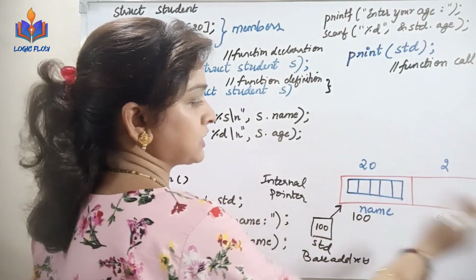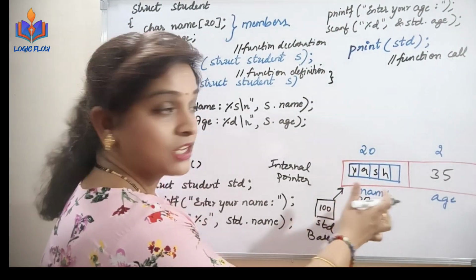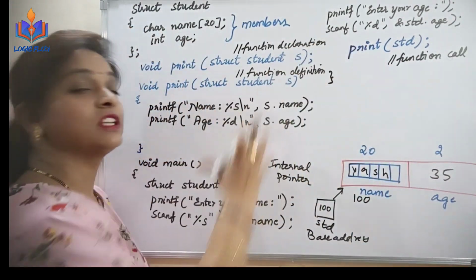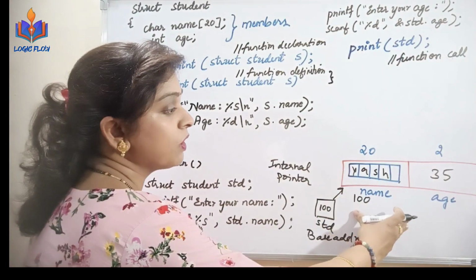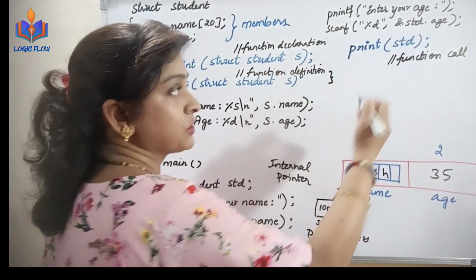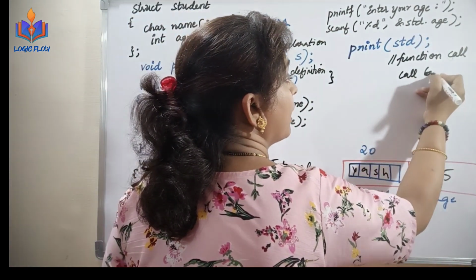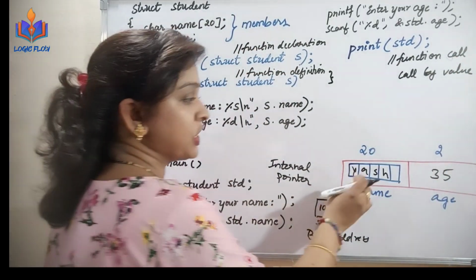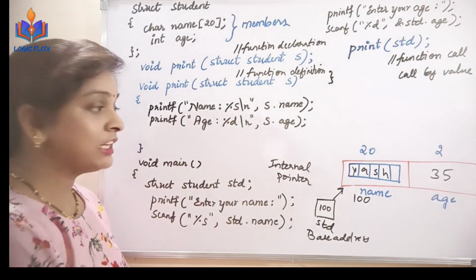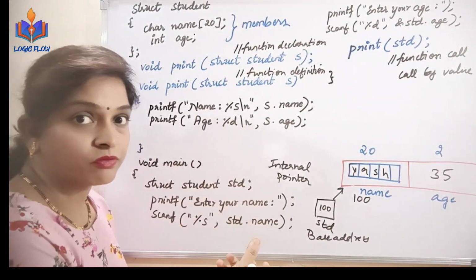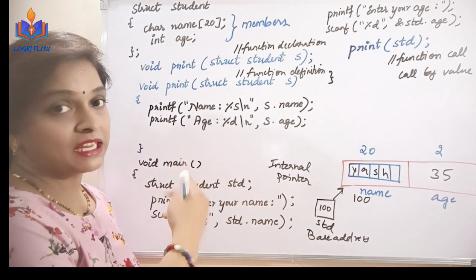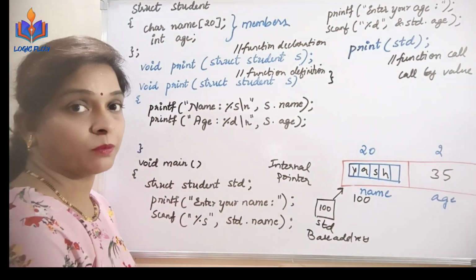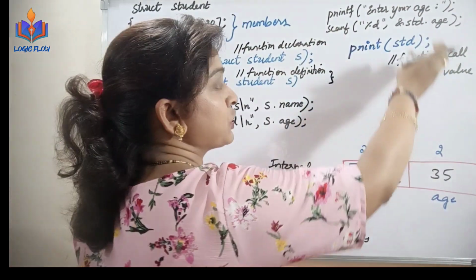So this entire data, for example, if I've taken the value as Yes and the age as 35, here I am sending the copy of this entire structure. So this is the call by value method. I am passing the actual value, that is Yes and 35, the values of this structure, meaning the members' values. So we have two members. One is name, the other one is age. So the copy of this entire structure is being sent.